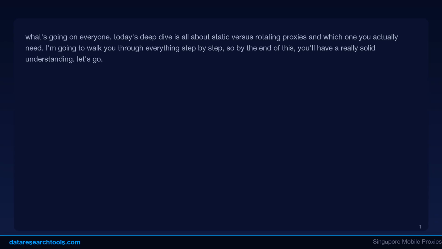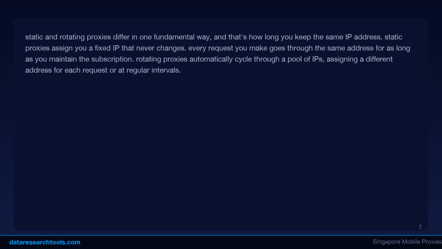Static and rotating proxies differ in one fundamental way, and that's how long you keep the same IP address. Static proxies assign you a fixed IP that never changes. Every request you make goes through the same address for as long as you maintain the subscription. Rotating proxies automatically cycle through a pool of IPs, assigning a different address for each request or at regular intervals.